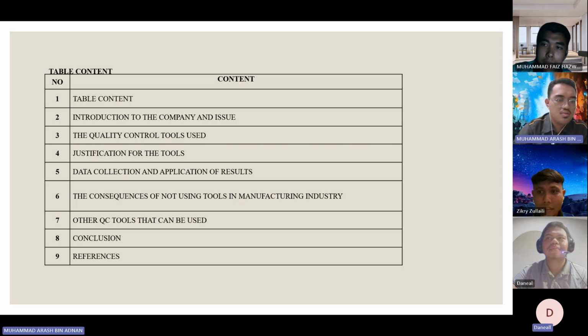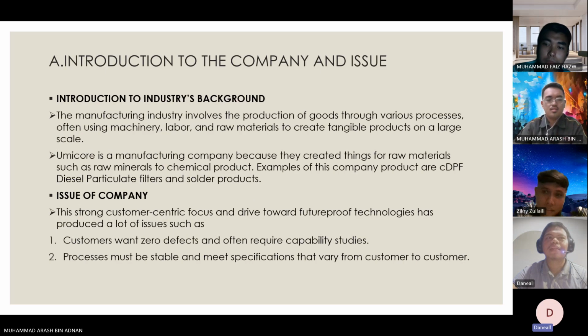Okay, so this is our table of contents. Introduction to the company and issue. Number 1, introduction to industry background.